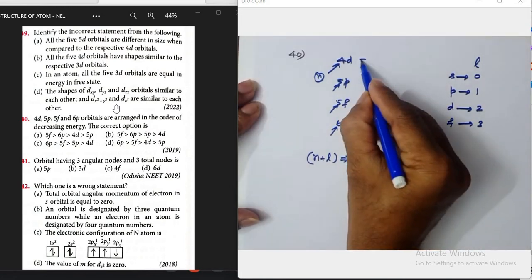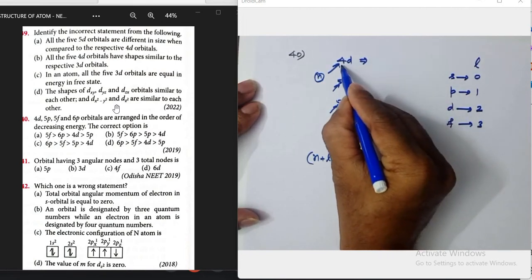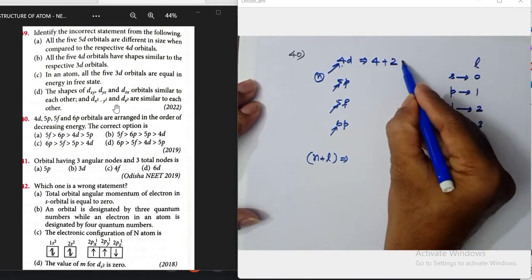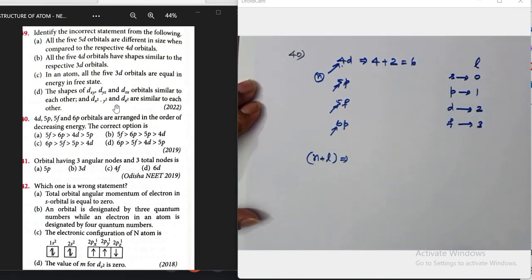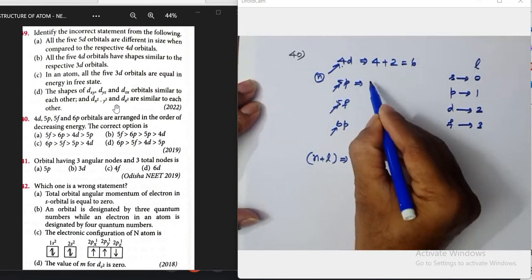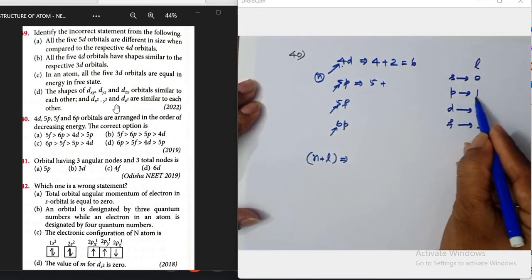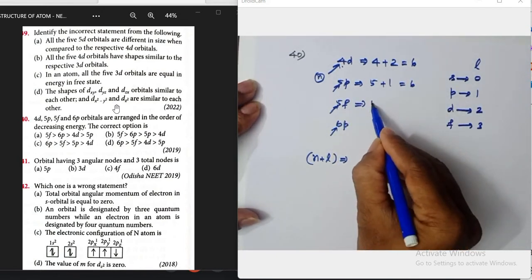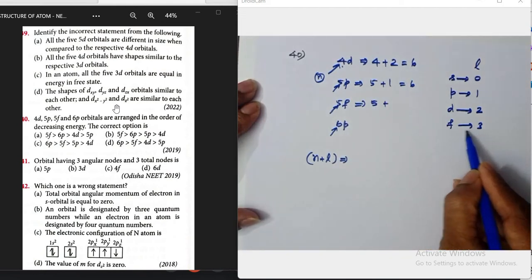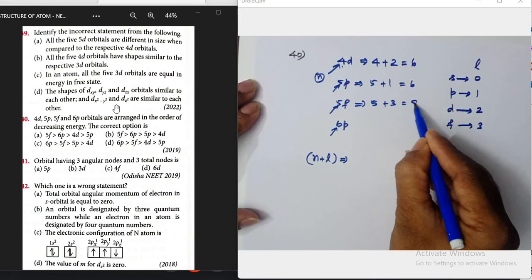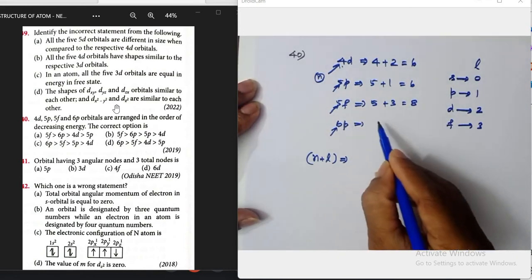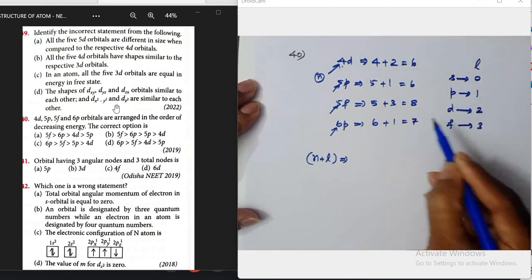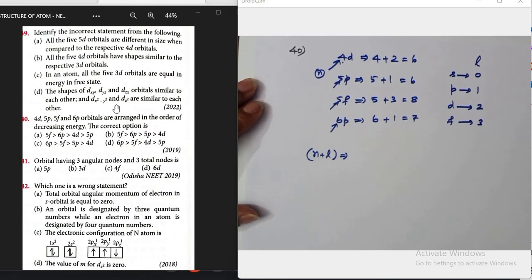So here, listen, what is the value of n plus l? Let me write. For 4d, n value is 4. For d orbital, l value is 2. So 4 plus 2, it is 6. Then for 5p, n value is 5. For p subshell, l value is 1. So 5 plus 1, that is also 6. Then for 5f, n value is 5. For f orbital, l equal to 3. So 5 plus 3, 8. Then for 6p, n value is 6. For p, l value is 1. So 6 plus 1, 7. Observe this carefully.